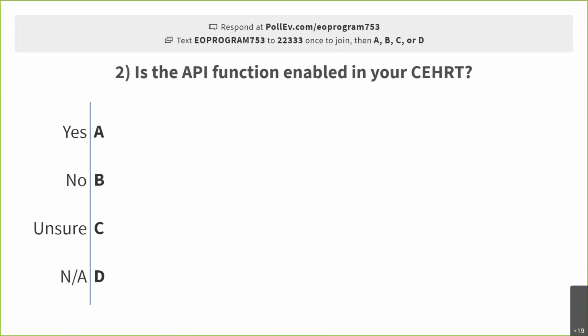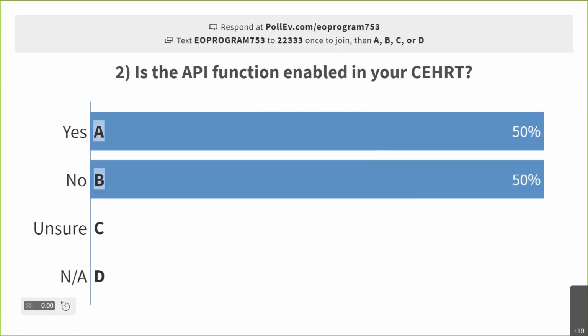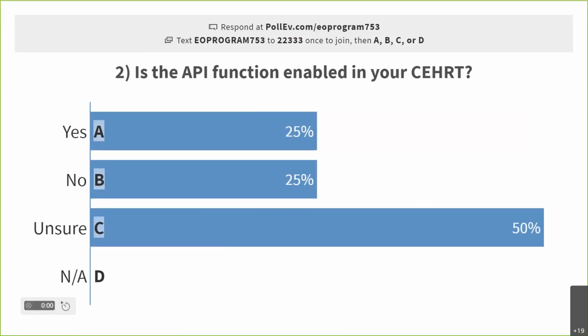Here's another polling question. Is the API function enabled at your CERT? That's the application programming interface. Do you know if that is currently enabled at your CERT for the program year? We'll give you a few minutes to send in your responses. As Christine explained at the beginning, the top of the slide shows how to submit your response. You can use your web page, or you can use your cell phone and text your answer in. We'll give you about 10 more seconds to send your responses in. Again, is the API function enabled in your CERT?